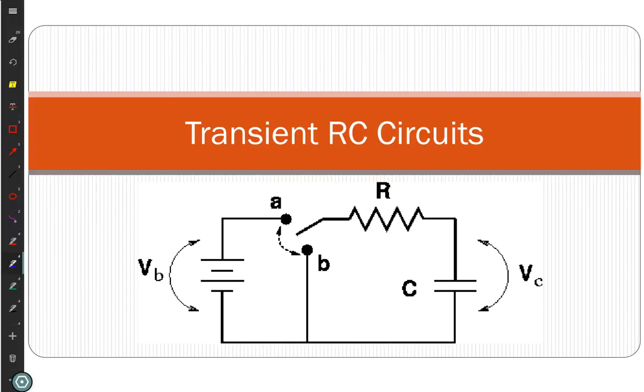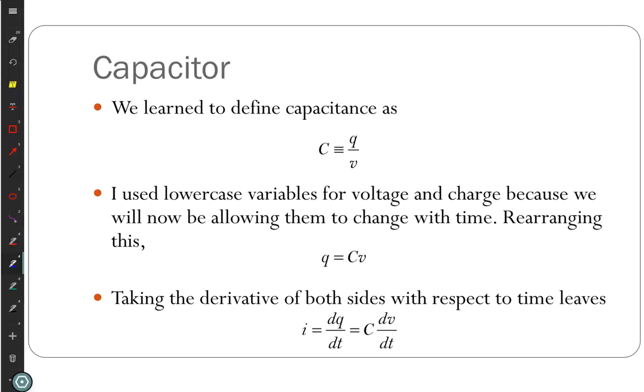So we're going to look at this circuit, which is the simplest possible transient circuit you can have, and then we'll work our way up a little bit from there, maybe. So starting with the capacitor.